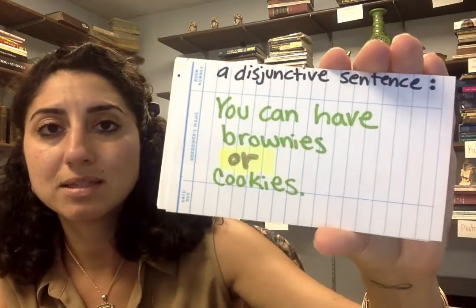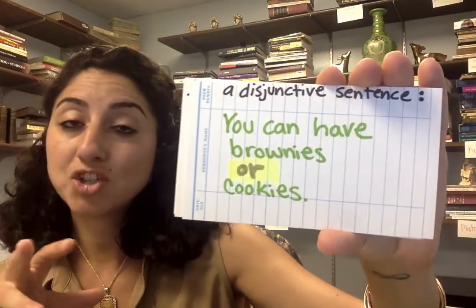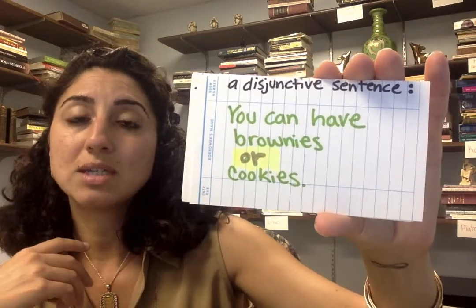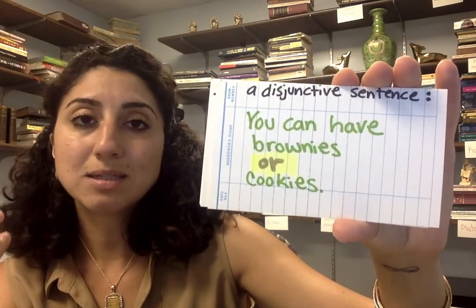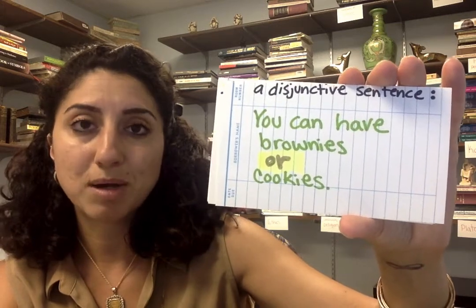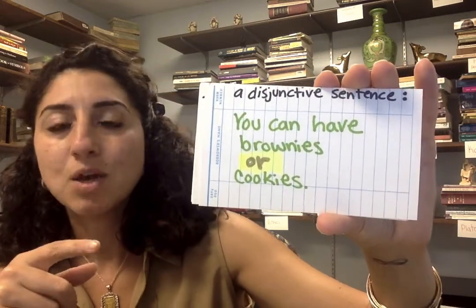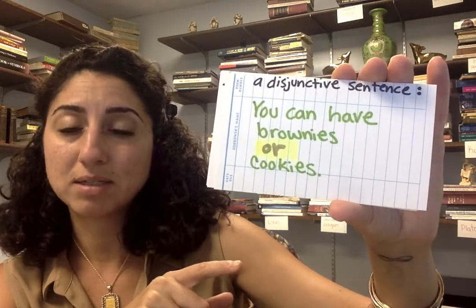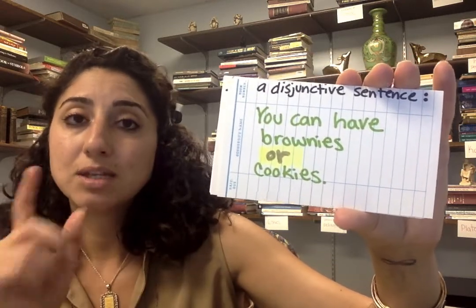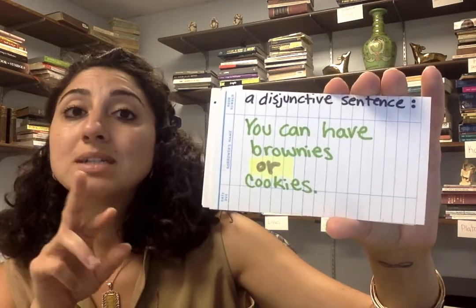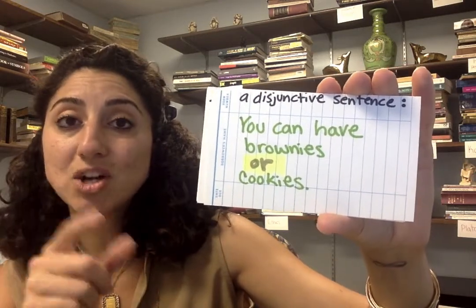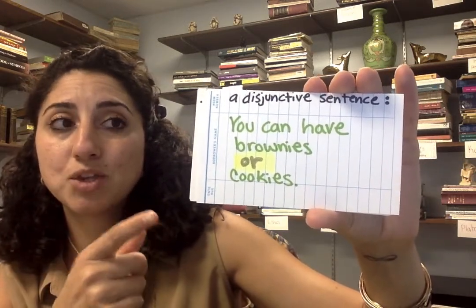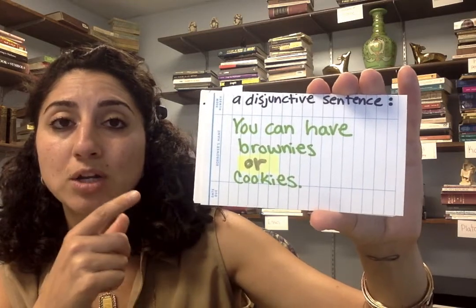So let's look at this disjunctive sentence. A disjunctive sentence is one which is expressing at least one or more alternative possibilities. In this sentence, we have two disjuncts. One disjunct is that you can have brownies. The other disjunct is that you can have cookies. You put them together with the disjunctive, and you're saying that you can have brownies or cookies.